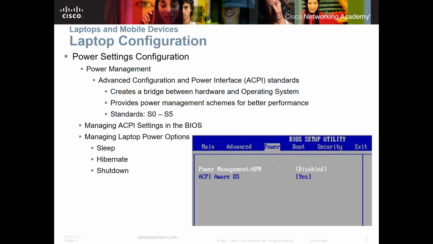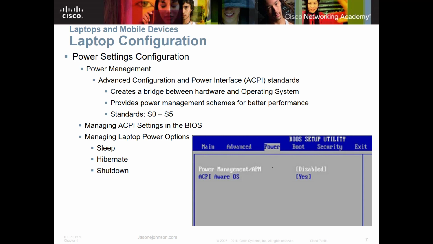But with the power management, you can go in and configure your ACPI standards. Power management creates that bridge between the hardware and the software, or the operating system. It provides power management schemes for better performance. The performance of the laptop goes up and down based upon the battery life. Most laptop operating systems, and the BIOS on most of them, have this built in as well: it will step up and step down the processor speed, which uses more or less power based upon the current settings of the computer.